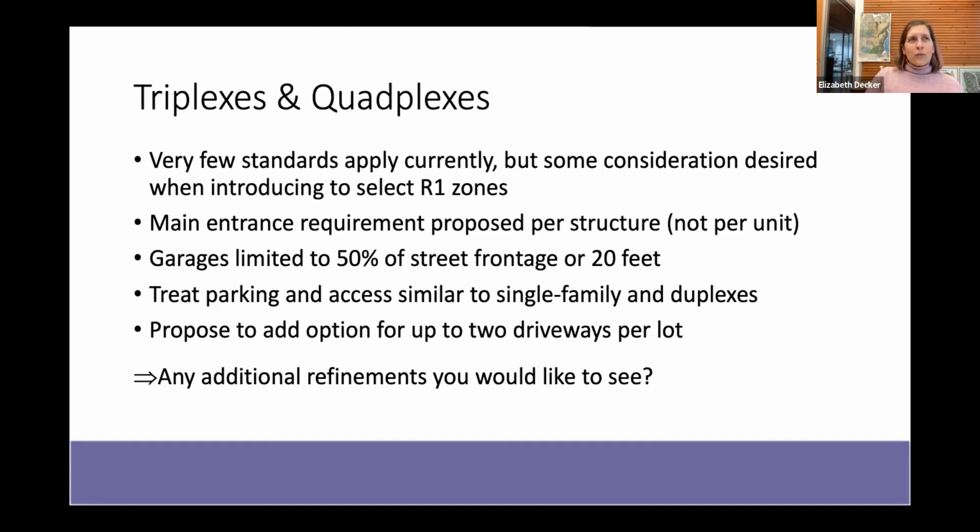So it actually was less an issue of taking away standards than trying to figure out what standards would be appropriate for a triplex and quadplex when we start thinking about introducing them in some of these R1 zones. I proposed some of the similar tools that we've talked about so far today. The main entrance requirement is that there's one main entrance per structure facing the street. That doesn't mean 3, that doesn't mean 4, which could be really difficult to fit on a street frontage. It's just one per structure so that there's some connection there. Similar limitations on garages.